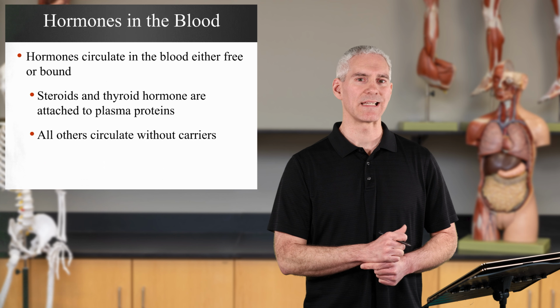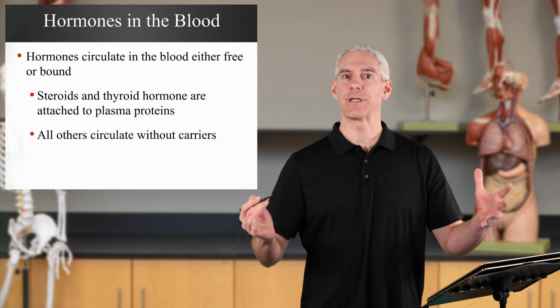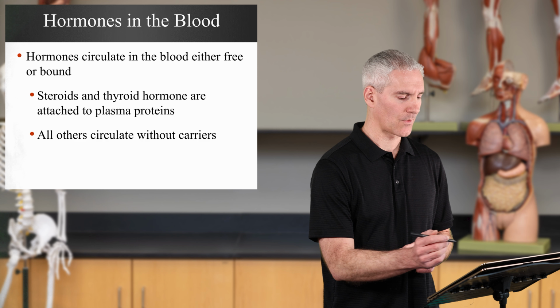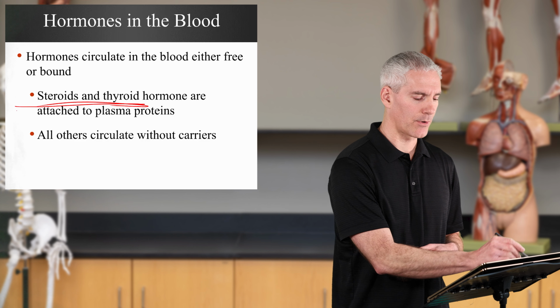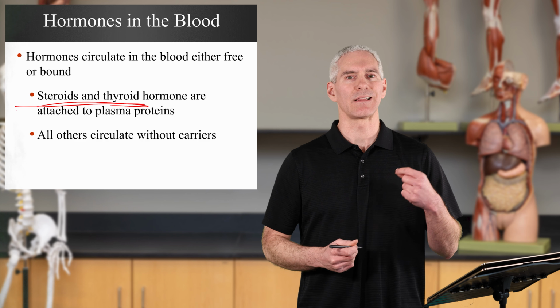So if we look at the hormones in the blood, a lot of the hormones can simply float free, but some need a chaperone. They need something to help bind to. Steroid and thyroid hormones, the ones that are lipid soluble, need to have these chaperones. They need something helping to bind them in the bloodstream. So they're actually attaching to these plasma proteins. The plasma proteins help them stay in the blood and travel throughout your bloodstream.